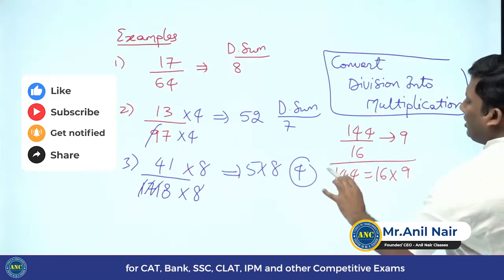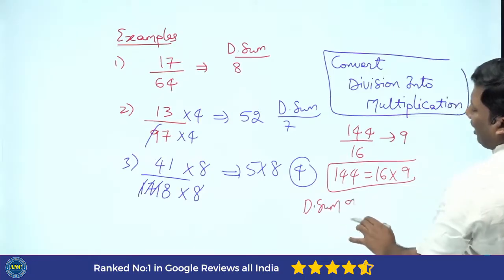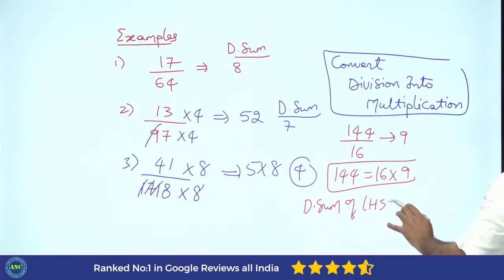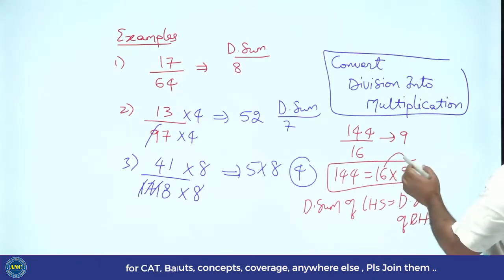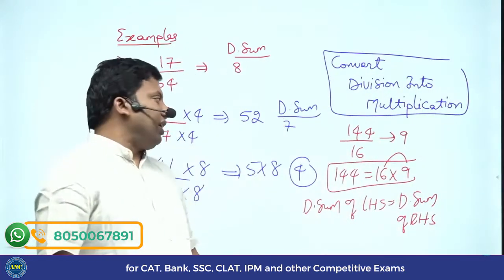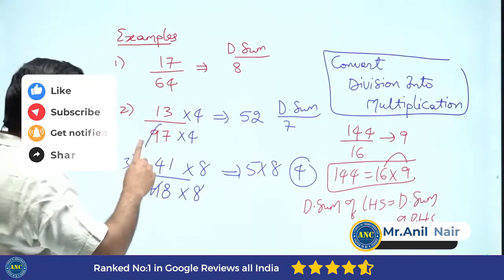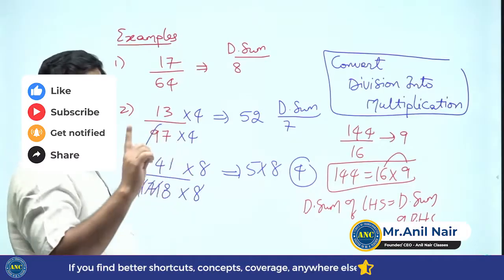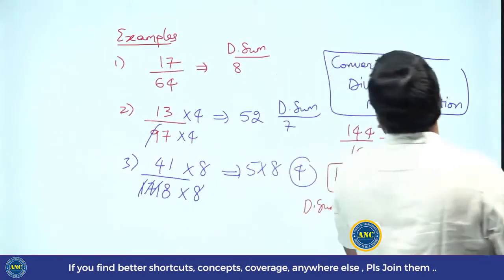Now the digital sum of the left hand side should be equivalent to the digital sum of the right hand side. 7 9s are 63. 6 plus 3, 9. 9 is equivalent to 9. I hope the idea is clear. Convert the division into multiplication. Now, let us use it.